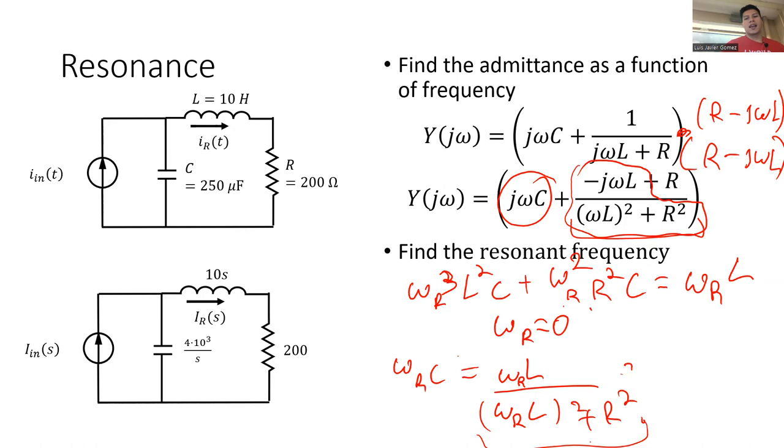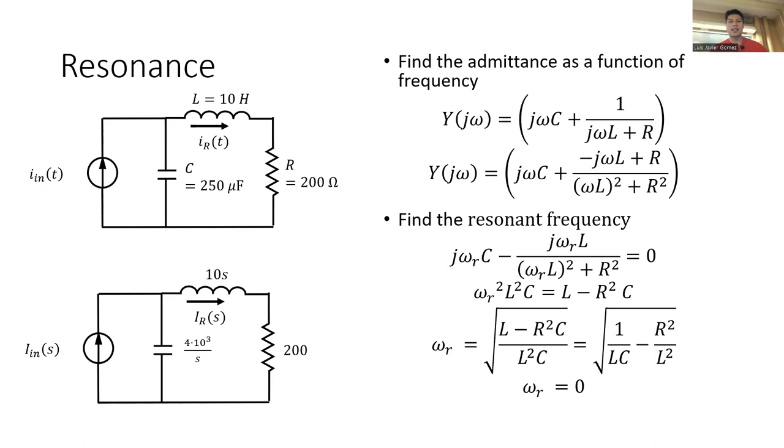And then we have to find the roots of the quadratic equation, omega R squared L squared C plus omega R R squared C minus L. Sorry. So you have to find the roots of this polynomial to get the other two resonant frequencies. And here I did it more cleanly.